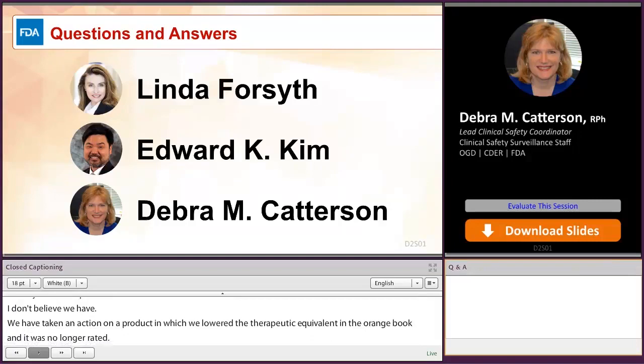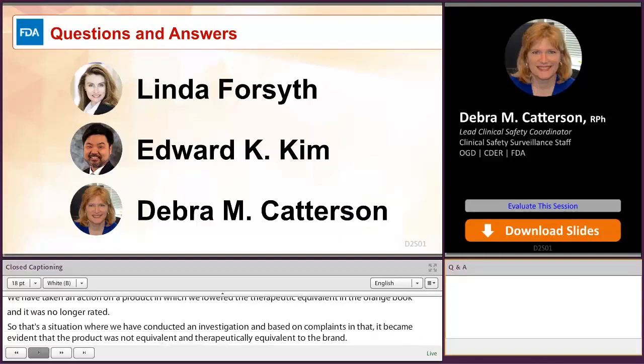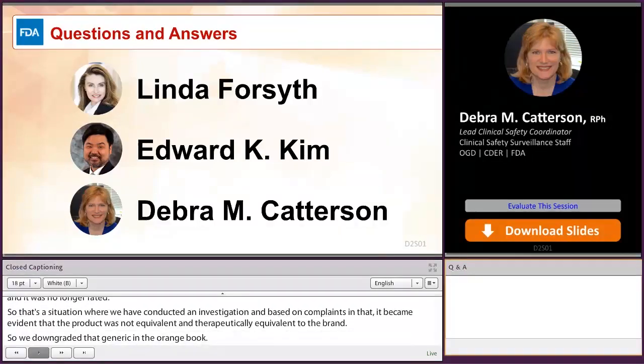It became evident that the product was not bioequivalent, it was not therapeutically equivalent to the brand. And so we downgraded that generic in the Orange Book. But to my knowledge, we haven't removed anything off the market. Hope that answers the question.